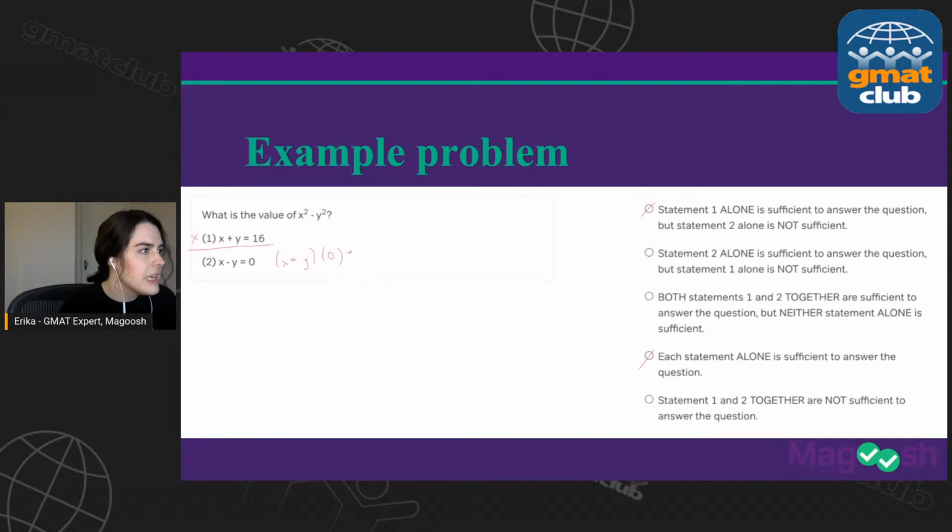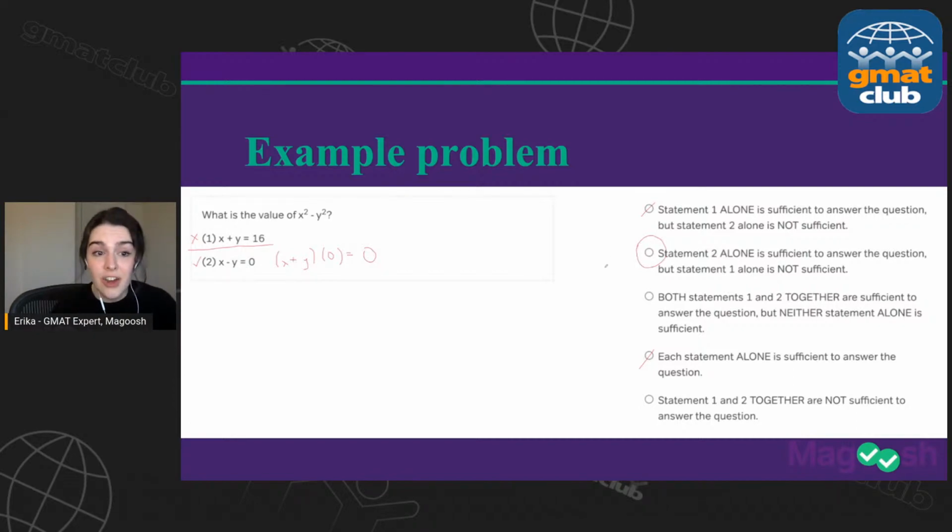If x plus y is 1, 1 times 0 is 0. If x plus y is 16, 16 times 0 is 0. If x plus y is a million, times 0 is 0. If x plus y is negative a million, x plus y times 0 is 0. So this statement is sufficient because it will be 0 regardless. So statement 2 tells us the one and only one answer is 0, and the answer is B.